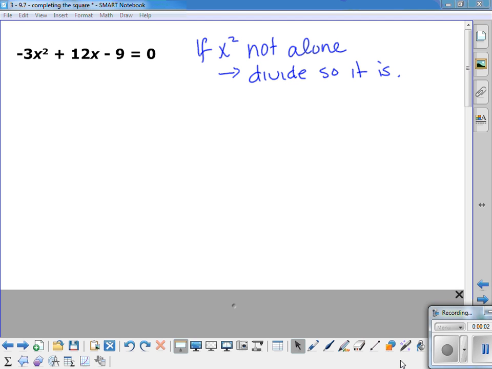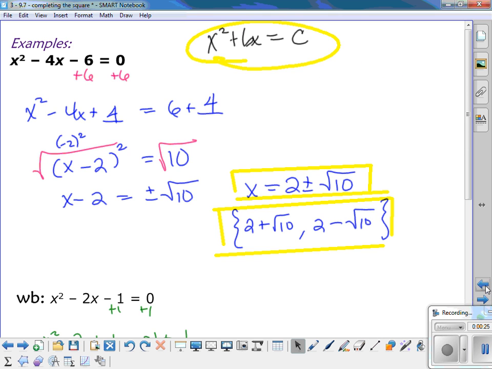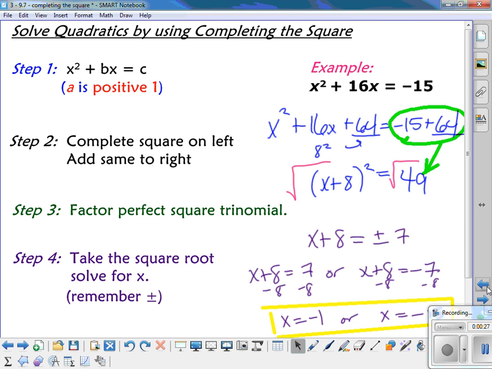Okay, so yesterday we did solving by completing the square, but all the problems that we had yesterday, there was nothing in front of the x squared. So today I'm going to do a couple of examples with you where there is something in front of the x squared. So basically all you have to do is you have to divide so that the x squared is alone, so that a is essentially equal to a positive 1. Because you remember when we talked about the steps, we said that a had to equal a positive 1, okay?